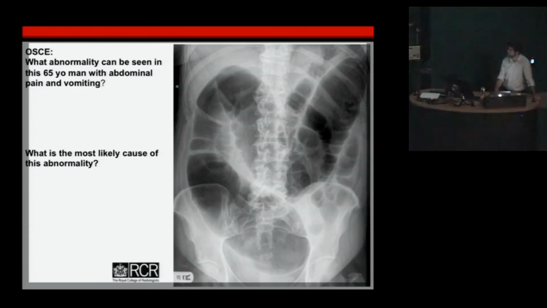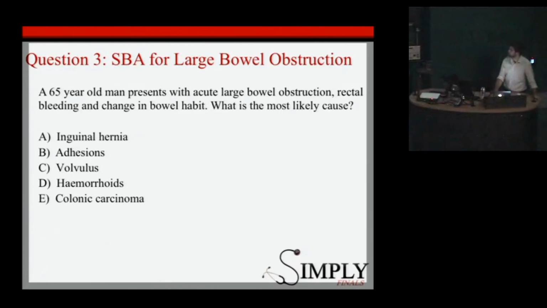Whereas this main abnormality. So small or large bowel? The large bowel. Okay, and so the most likely cause? Cancer. So then you'd go on from the most likely cause, and my next stage would be, what would your next imaging be? So colonoscopy or a CT.